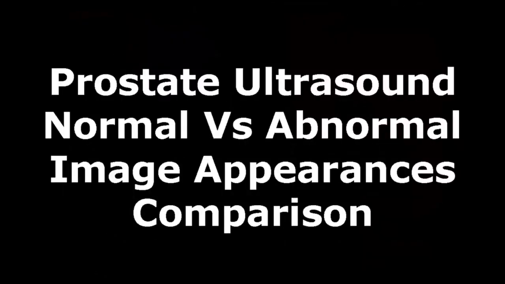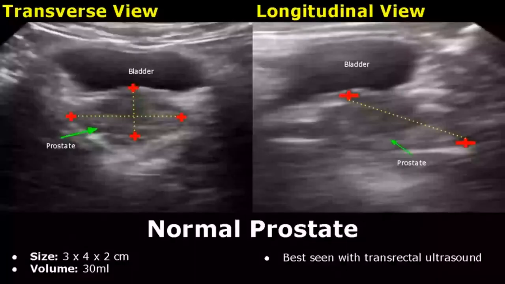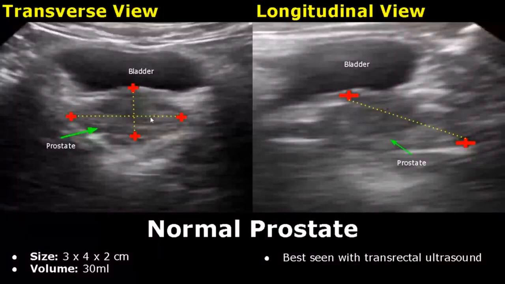Hello everyone, this is Dr. Sam, and today we will study prostate ultrasound. Here we have transabdominal images of the prostate in transverse and longitudinal planes. The normal dimensions are 3 x 4 x 2 centimeters, and the normal volume shouldn't be more than 30 milliliters.